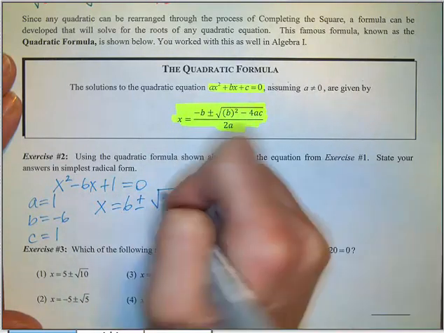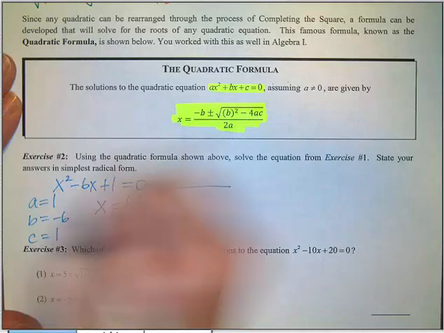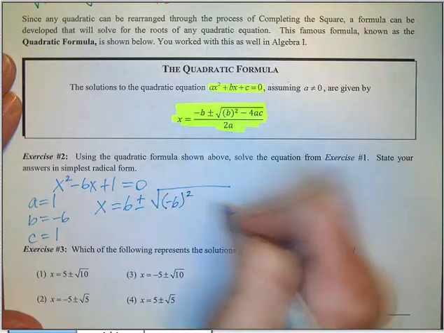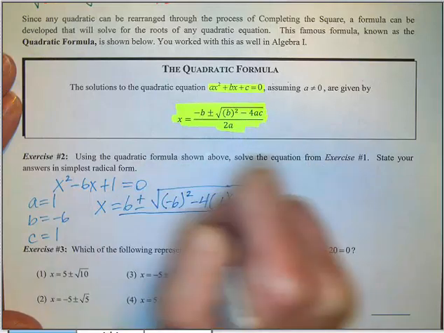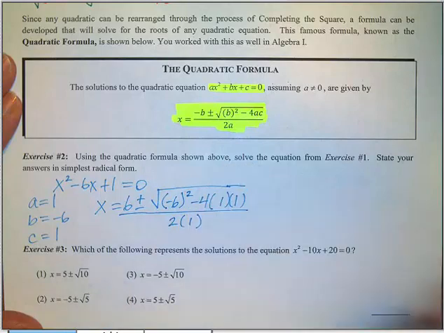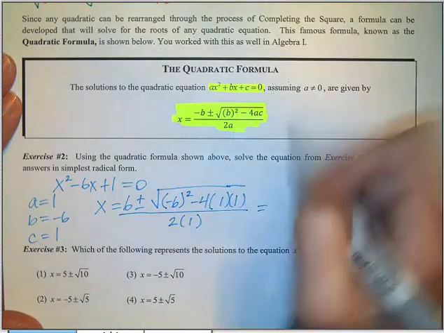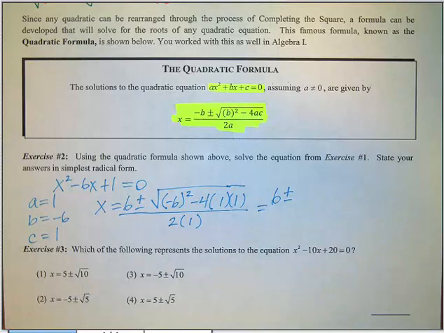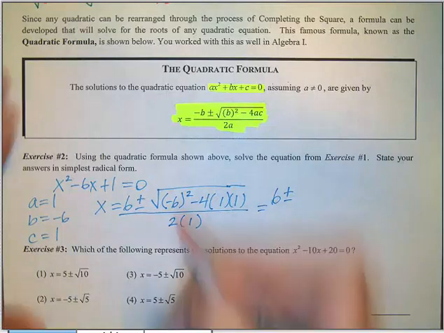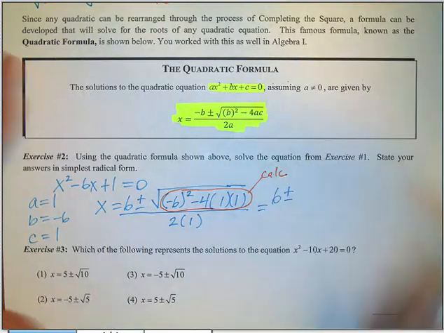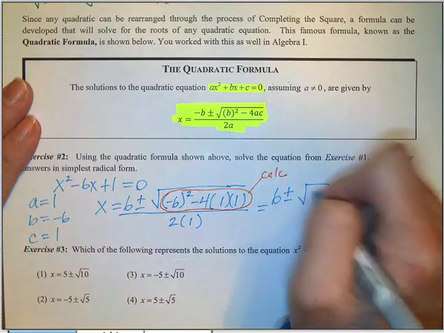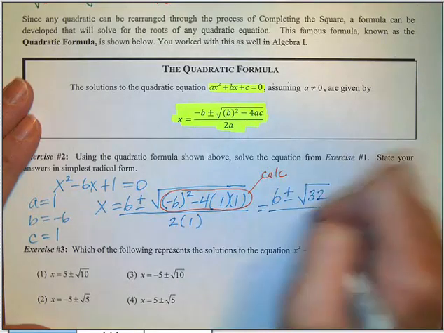So x equals negative b, which means the opposite of b, so 6, plus or minus the square root, parenthesis, b squared, so negative 6 in parentheses squared, minus 4 times a times c, all over 2 times 1. So I'm going to work horizontally. So 6 plus or minus, and I'm going to plug in everything that's under the square root into the calculator, and it's going to do the order of operations for me. So I get the square root of 32 over 2.